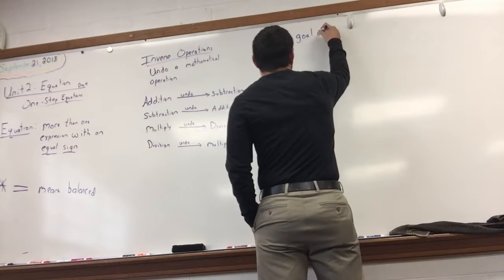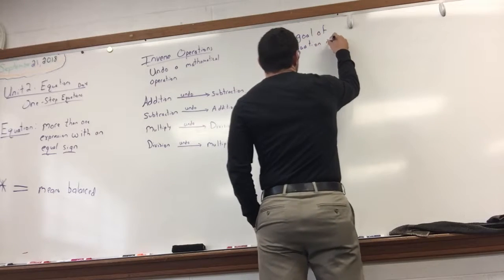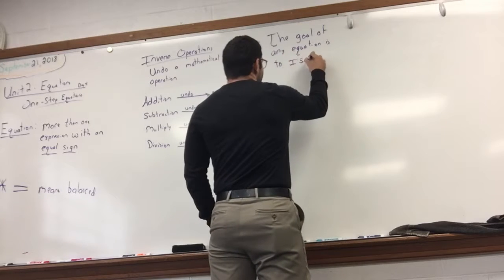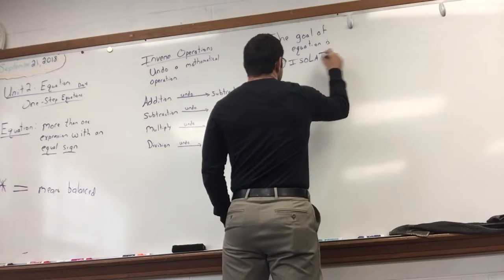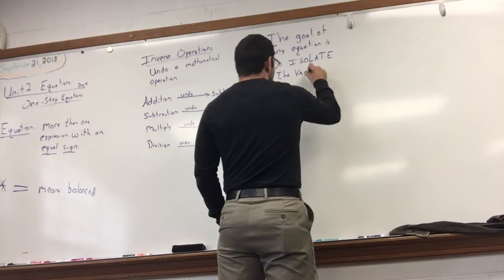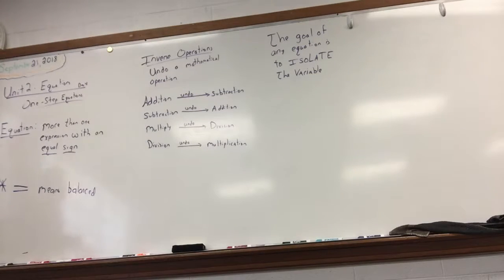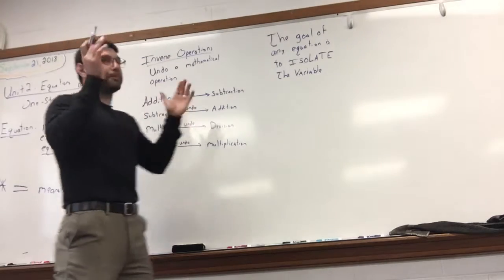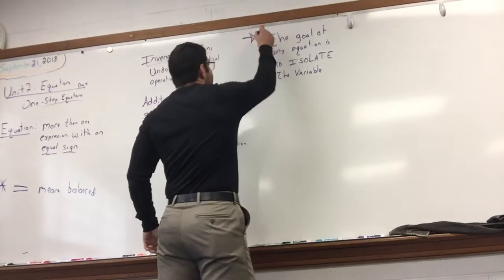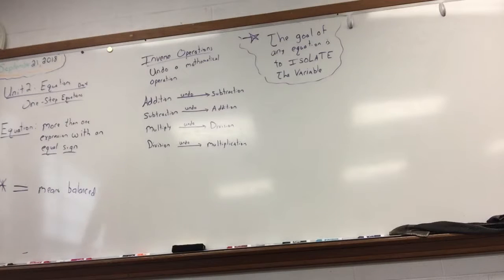The goal of any equation is to isolate the variable. We know that a variable is replacing a number. It's taking the place of a number. We know that isolate means to get by itself. The goal of every equation comes down to this. We are trying to isolate, get that variable by itself.